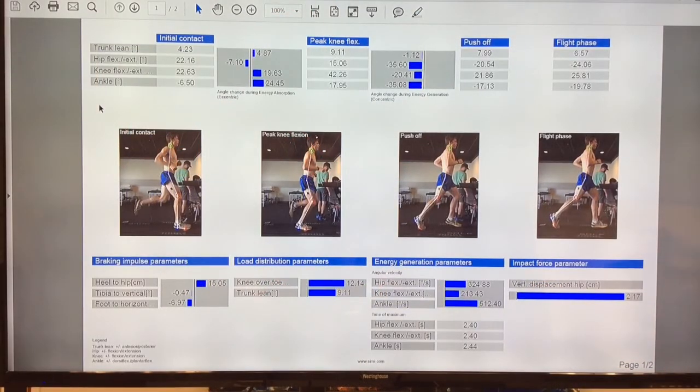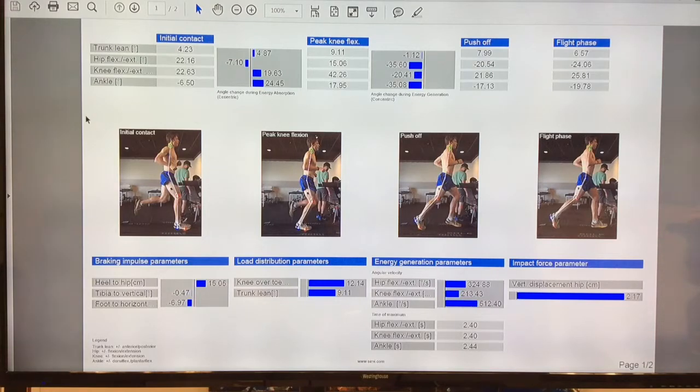So here is a gait analysis report that we use with our athletes. There's a lot of things here, so let's orient you. Here's a still of initial contact, peak knee flexion, push off, and flight. Here are their corresponding ranges of motion at the trunk, hip, knee, and ankle for initial contact here, peak knee flexion, and etc.